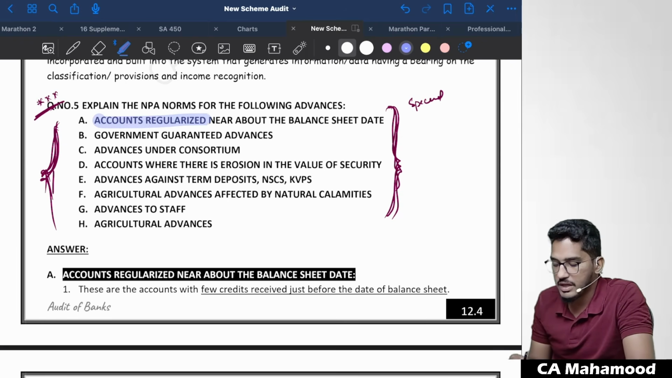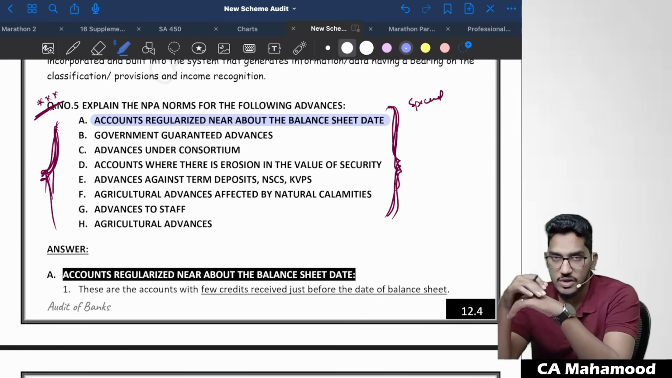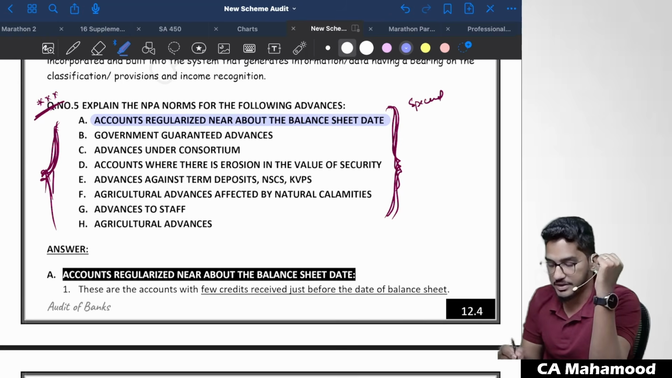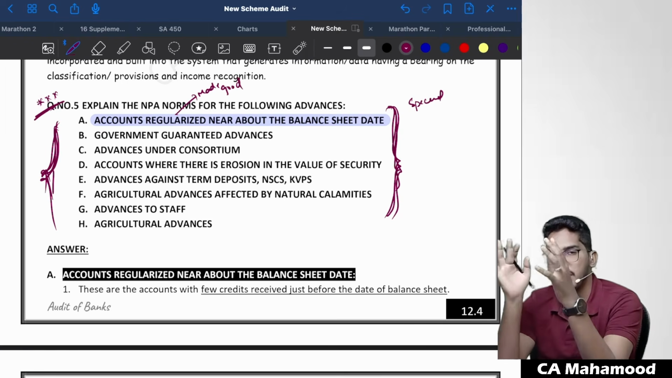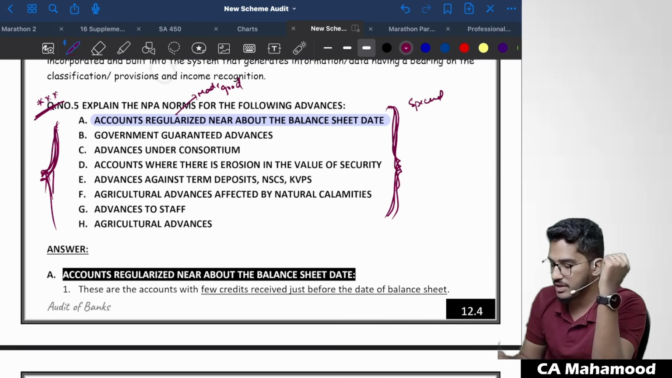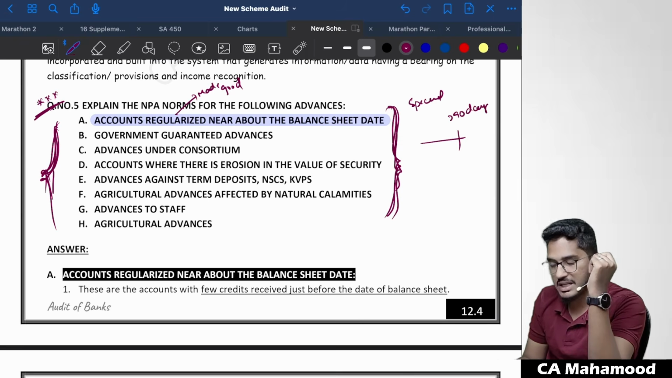First case, accounts regularized near about the balance sheet date. So what is this, accounts regularized near the balance sheet date? Regularized means made good. What do you mean by regularized? Made good. So accounts which are made good close to the balance sheet date. See, generally we know that if an account remains overdue for more than 90 days, that account has to be classified as NPA as per the regular rules.